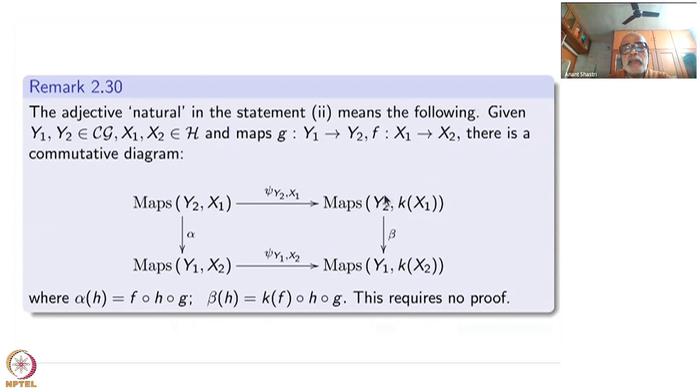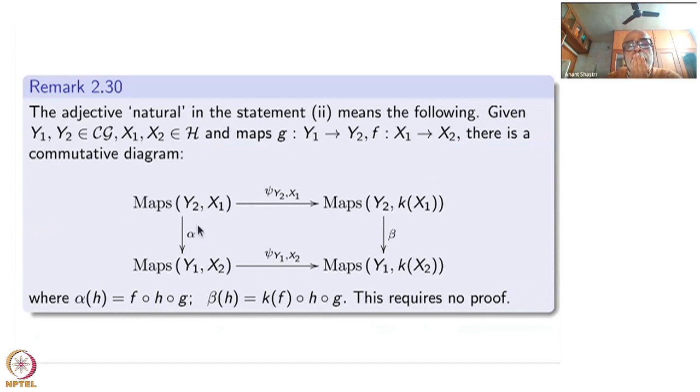Then we have such a commutative diagram. Psi y2 x1, psi y1 x2, these are defined already. What is the relation? No problem. Look at wherever you have maps f and g, you pre-compose and post-compose. Start with an h here, okay? Look at f composite h composite g. That will be from y1 to x2. Starting with a map from y2 to x1. So I don't know whether I have written compositions correctly. Y2 to x1 is alpha.